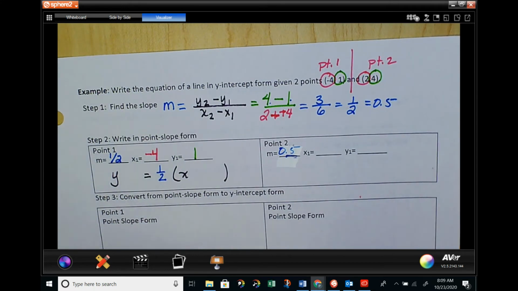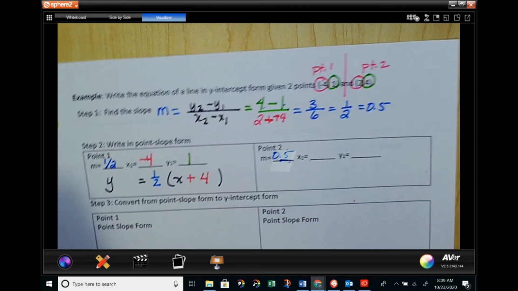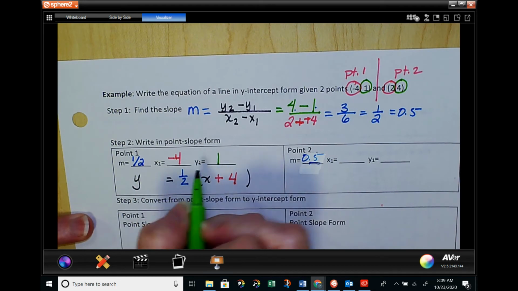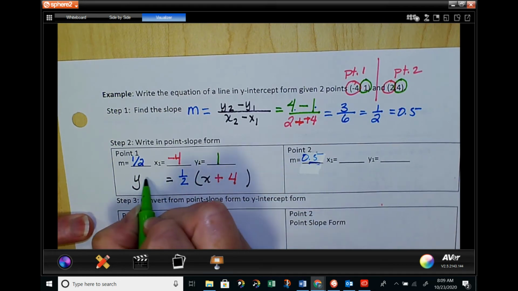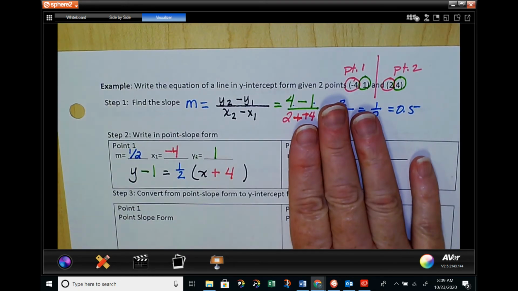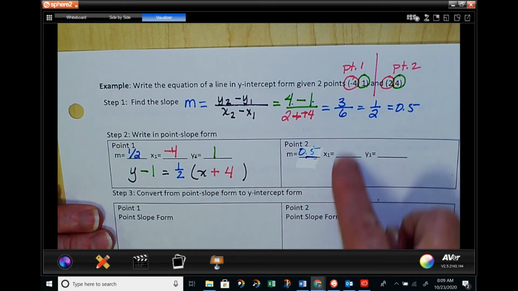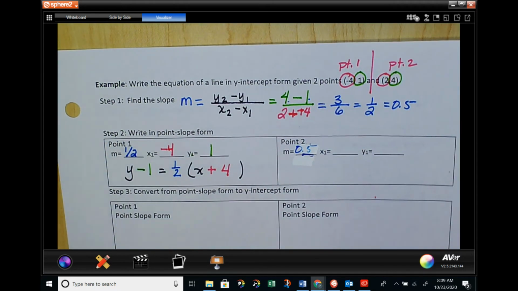So the opposite of -4 ends up being +4. And then my y went with y. So y goes with y. So the opposite of positive 1 is -1. So I've written this, and I'm just going to do this for the first point, and then I'm going to pause my video, and I want you to try to do this one on your own and then check it.